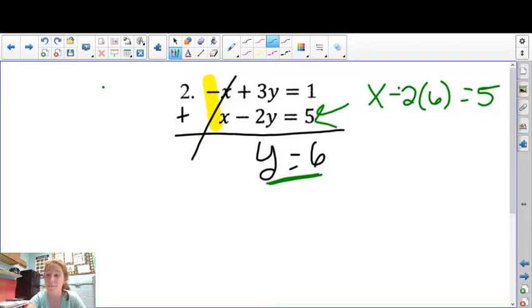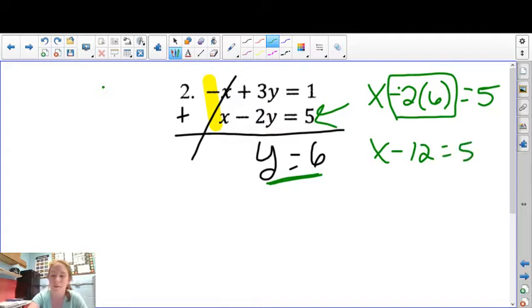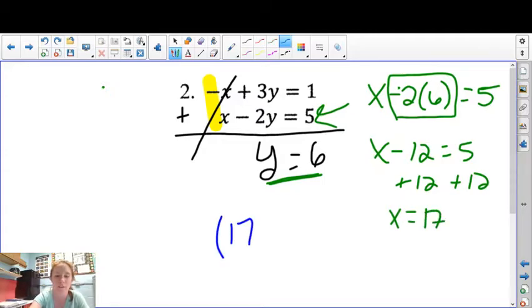we're going to plug 6 in for y. So now I'm going to go ahead and take negative 2 times 6, and I get negative 12. And I'm going to add 12 over. X is equal to 17. My answer is 17, 6.